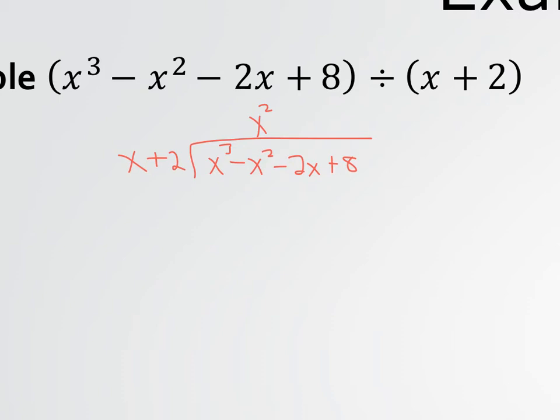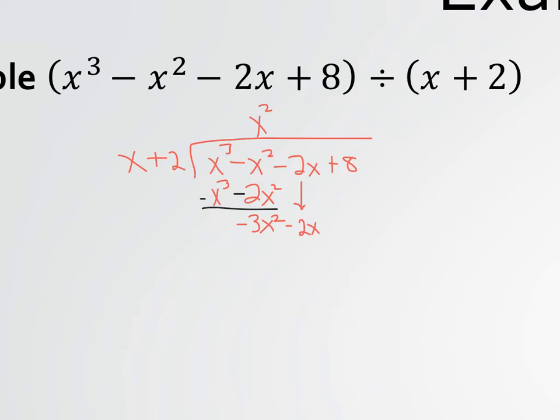And now we multiply that through. X squared times x is x to the third. X squared times 2 is 2x squared. Now remember, we're subtracting, so we have to change the signs of that bottom expression. Okay, x cubes cancel out, and we have negative 3x squared. Drop down the negative 2x. Okay, so now we start over.